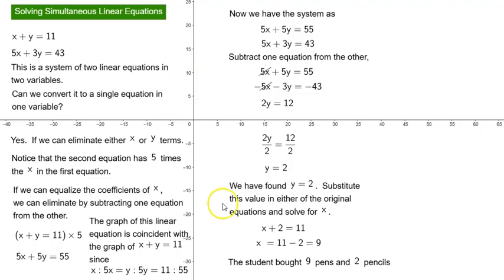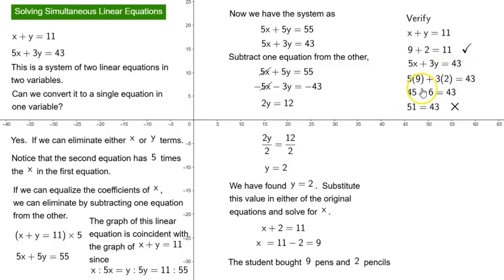Now it is very, very essential to verify whether our answer is correct or not. So how do we verify? Take the first equation and substitute the values of x and y. We get 9 plus 2 equal to 11. So done. That means the solution satisfies the first equation. But it should also satisfy the second equation. What happens? We have the second equation as 5x plus 3y equal to 43. Substitute the values of x and y. We get 5 times 9 plus 3 times 2 equal to 43.